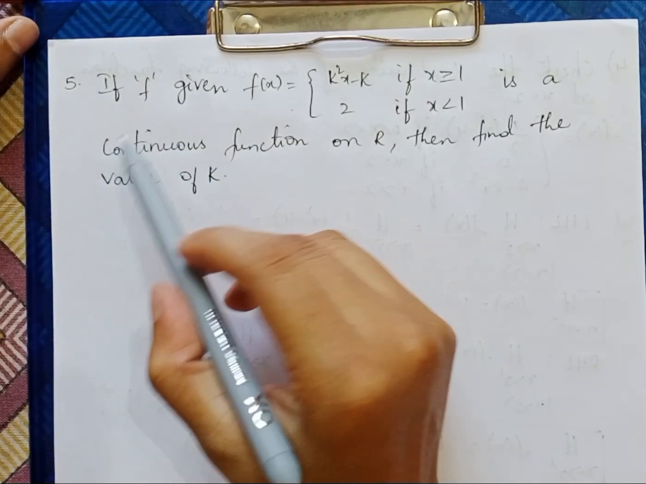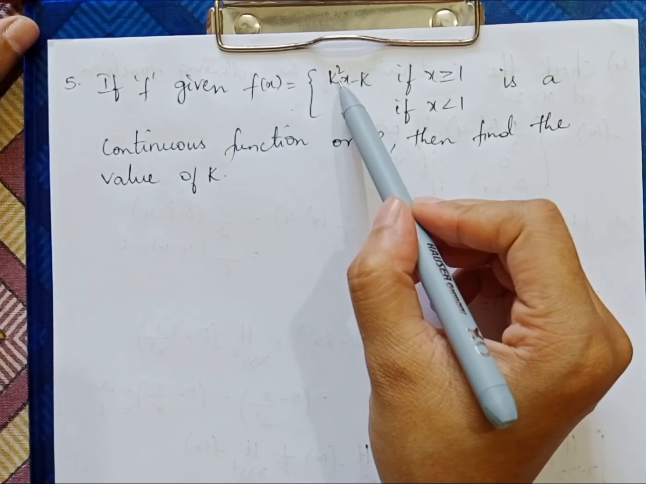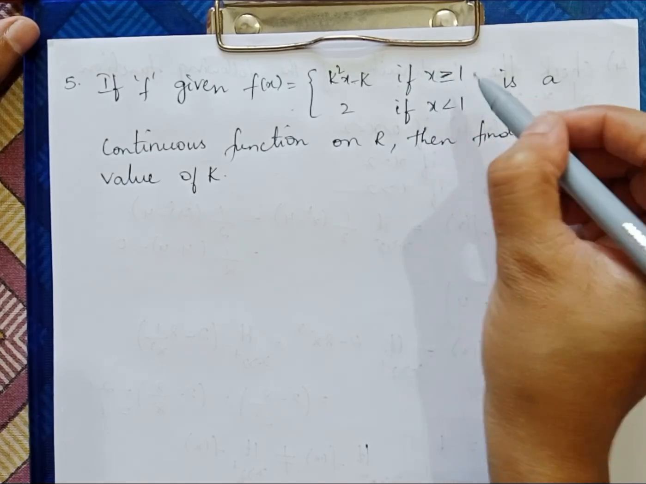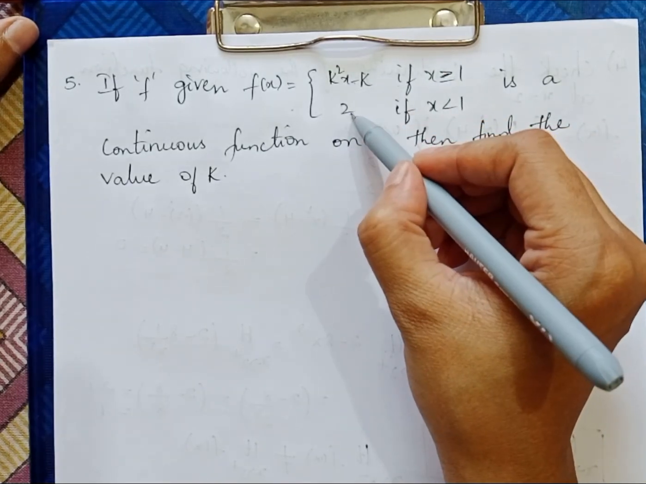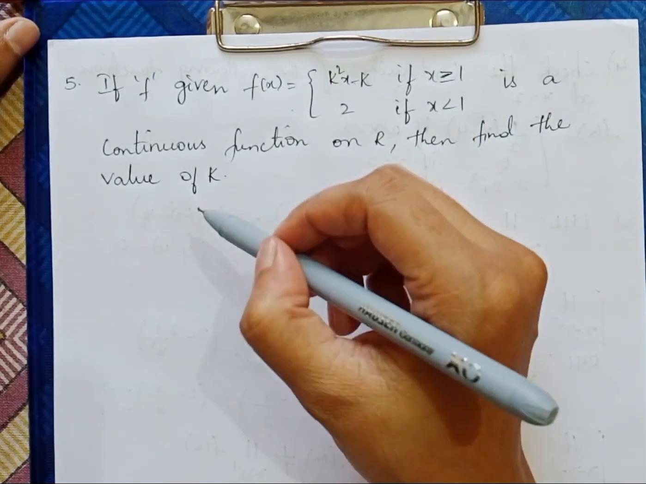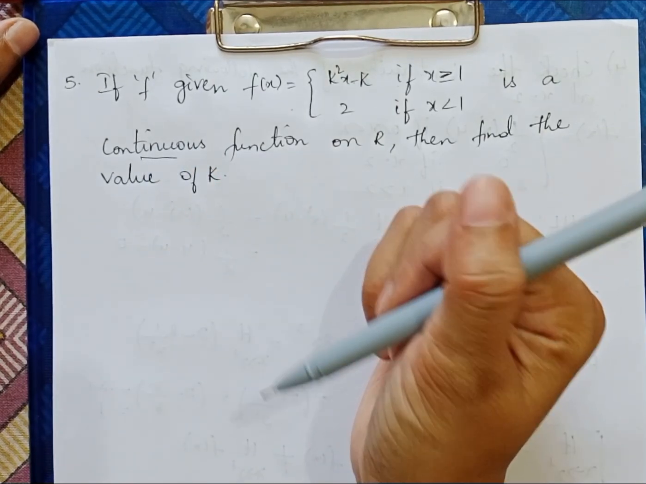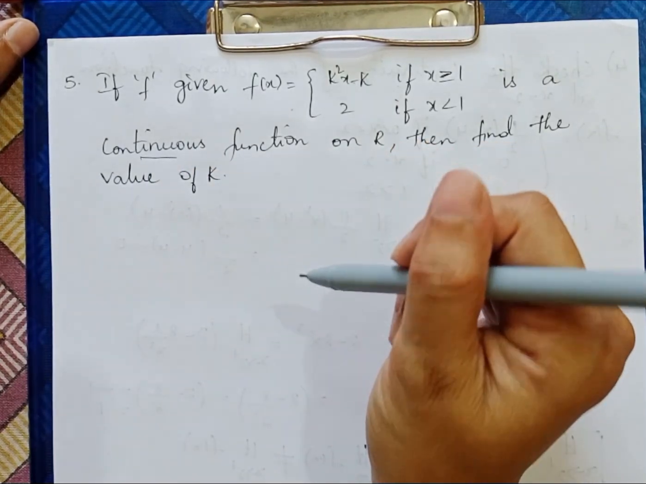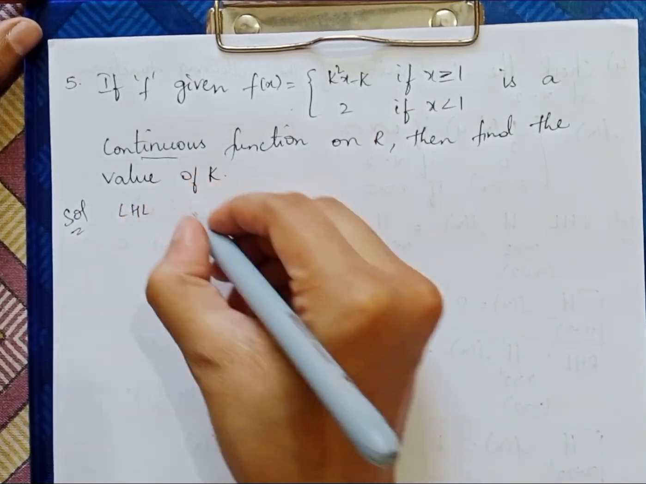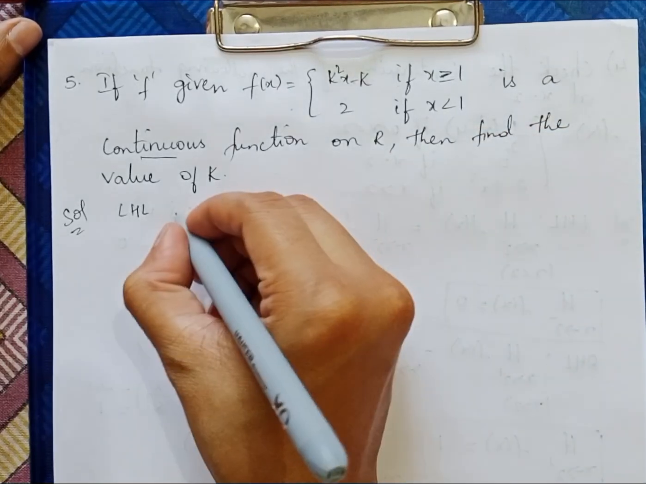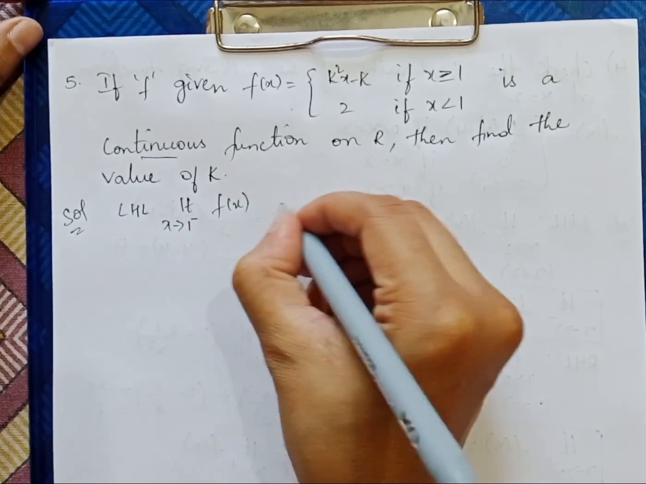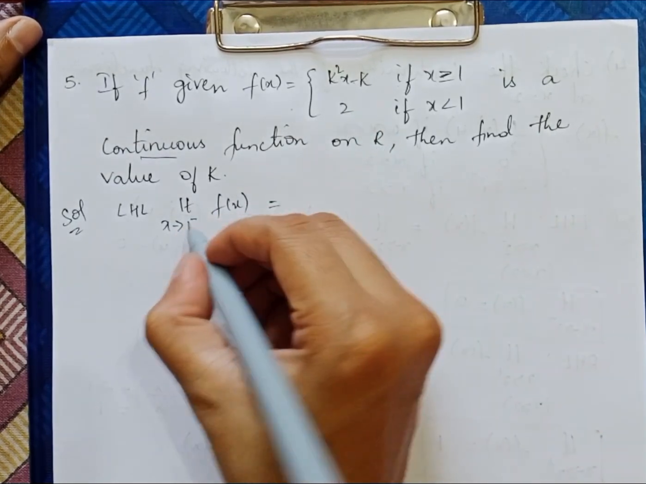So our next question is, given f of x is equal to k square into x minus k, if x is greater than or equal to 1, and this function is equal to 2 when x is less than 1, is a continuous function on R, then find the value of k. So it is already given that it is a continuous function. So here the left hand limit is equal to the right hand limit. So solution, left hand limit will be, here the x value will be 1.